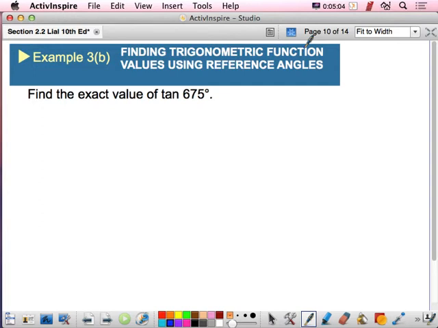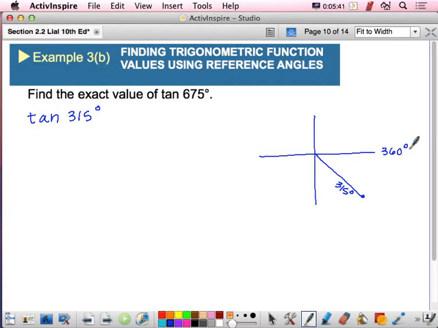All right, for our next example, we want to find the exact value of tangent of 675 degrees. So the first thing we need to do is bring the 675 down to a smaller number. So we are going to subtract 360 from it and bring it down to tangent of 315. Okay? Now that it's between 0 and 360, I can go off to the side and draw it. 315 degrees is going to be in the fourth quadrant over here. The closest x-axis is 360 degrees. So if I subtract those two, I get a reference angle of 45 degrees.